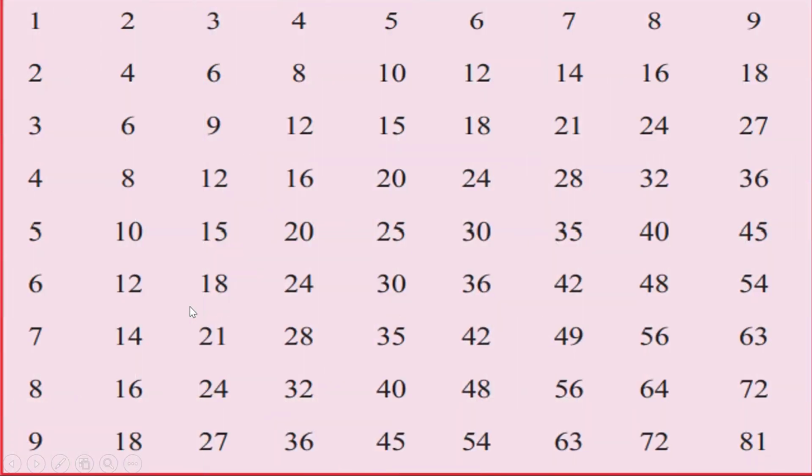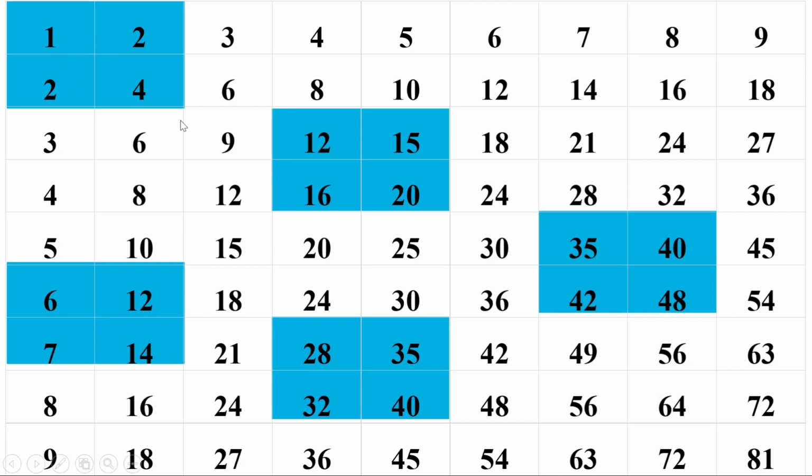Now consider a multiplication table like this. As in the calendar, mark 4 numbers in a square like this. Instead of diagonal products, let us find the diagonal sums. 1 plus 4 is 5, 2 plus 2 is 4. The difference is 1. 12 plus 20 is 32, 16 plus 15 is 31. The difference is 1. 6 plus 14 is 20, 7 plus 12 is 19, the difference is 1. 28 plus 40 is 68, 32 plus 37 is 67, the difference is 1.